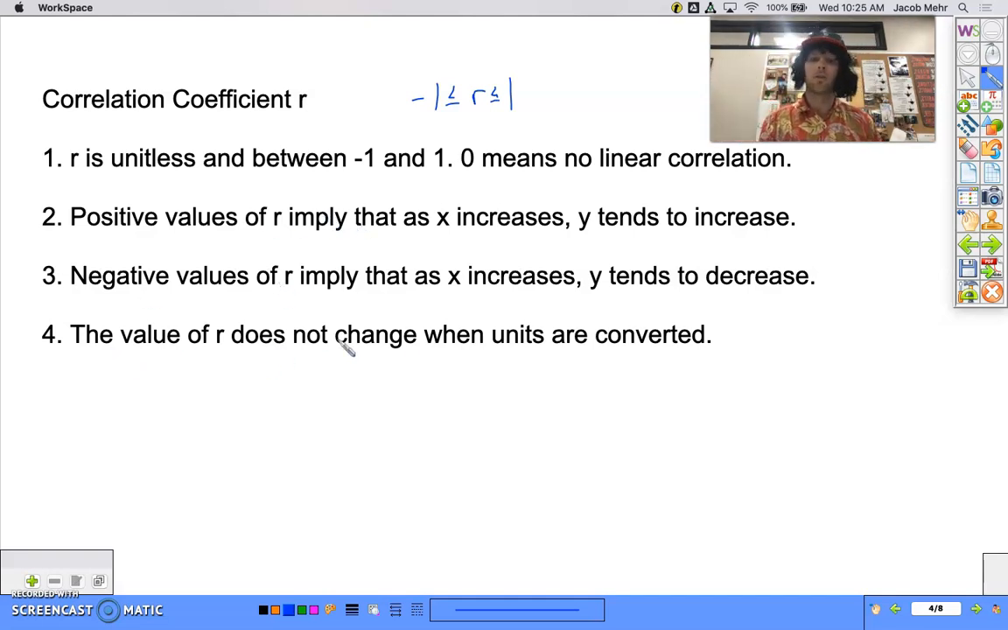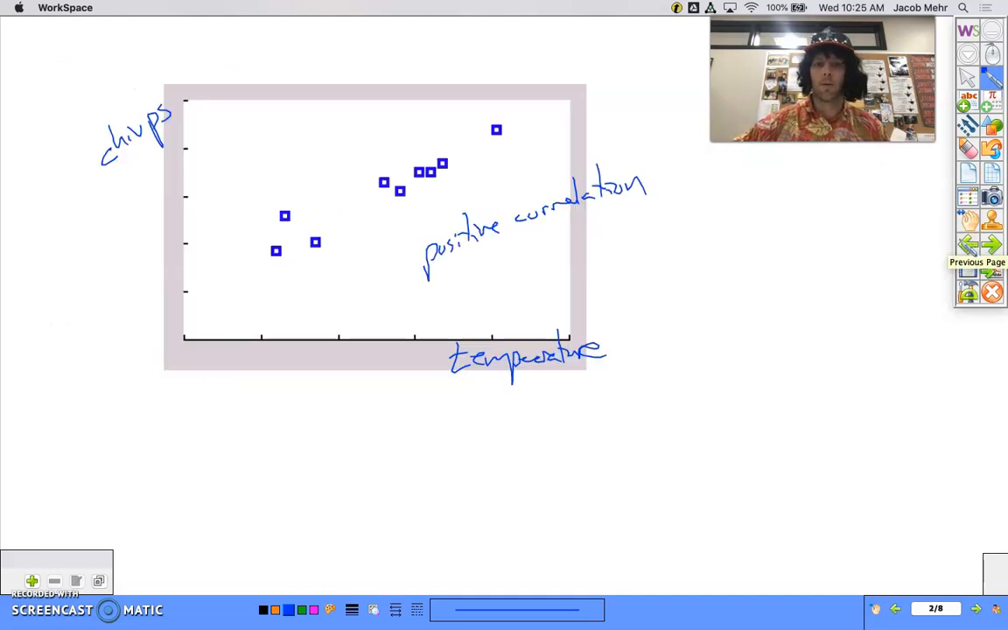The value of R does not change when units are converted. That's another interesting thing with this: the R value doesn't change when we change the unit. For example, if this temperature was in degrees Fahrenheit and I converted it to degrees Celsius, the graph might look a little bit different because the points are going to be in slightly different places, but the R value does not change.